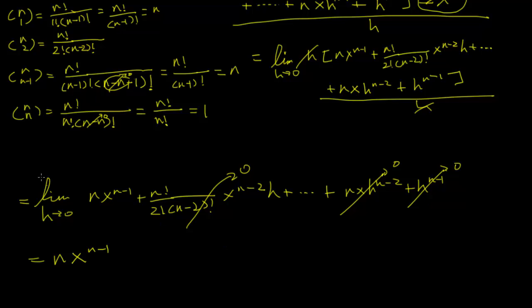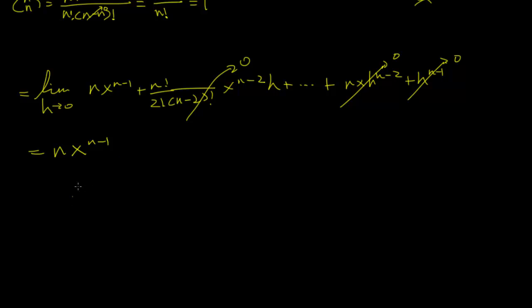Thus, we could conclude that the derivative of x to the nth power with respect to x is equal to n times x to the n minus 1 power.